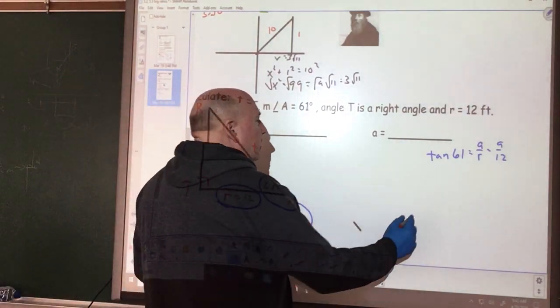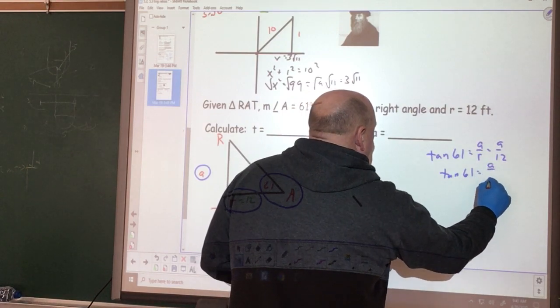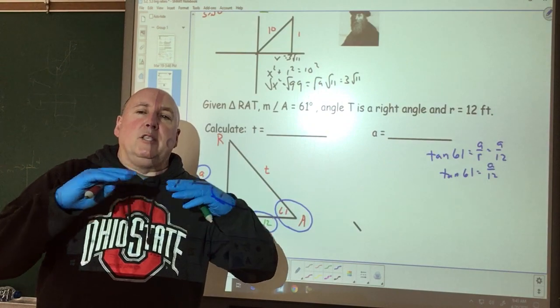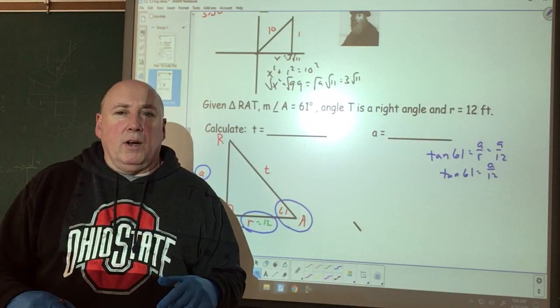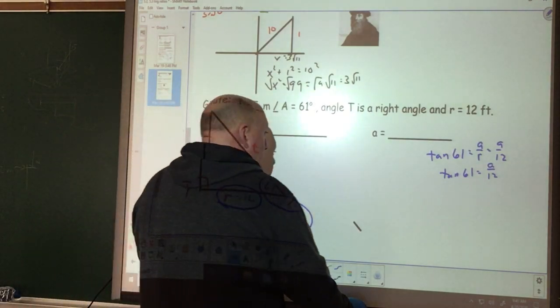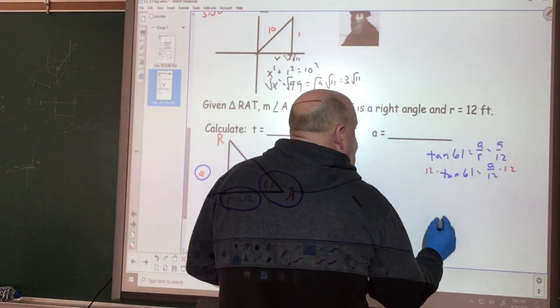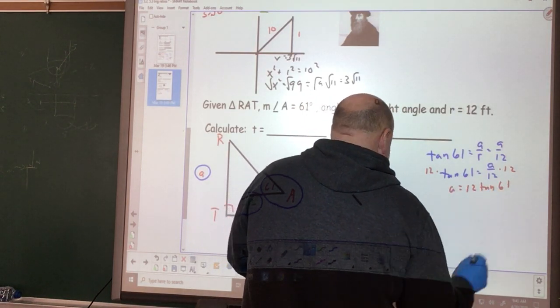So we have the tangent of 61 is equal to a over 12. A over 12, that fraction bar means to divide. So what we're doing is we're trying to eliminate division. How do we get rid of division? We multiply, so we have a is equal to 12 tangent of 61 degrees.